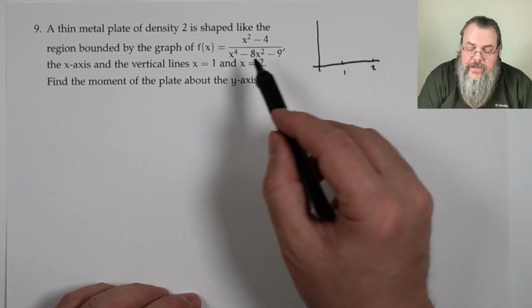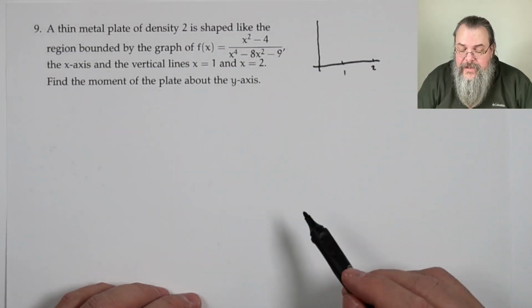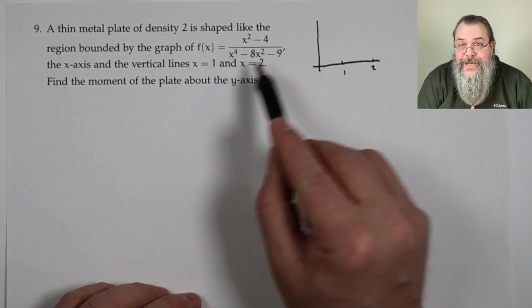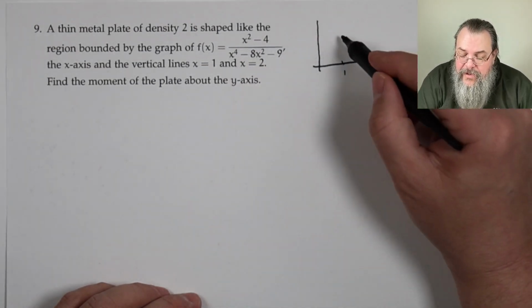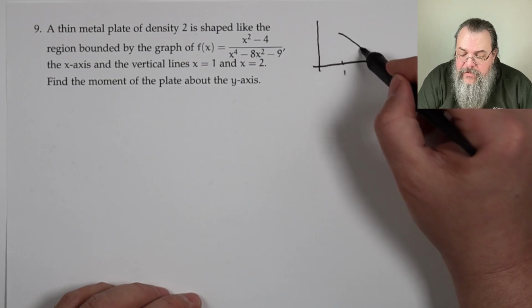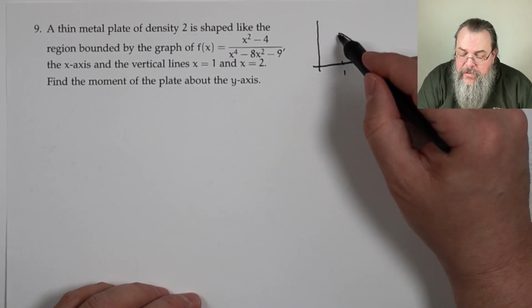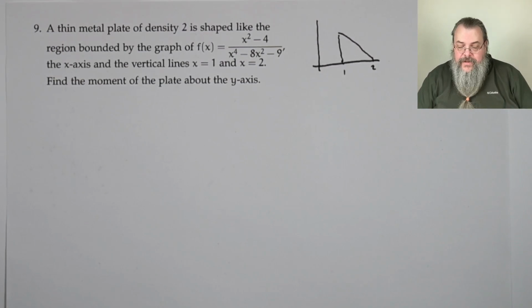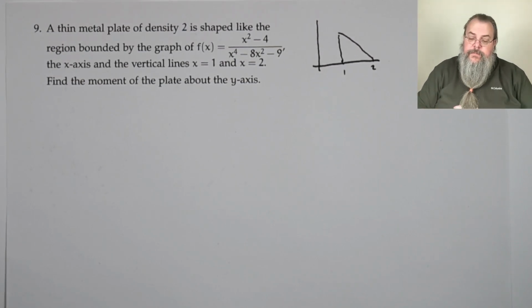It's not too hard to see if you plug in 2, you get 0. And if you plug in 1, it looks negative upstairs. It's also negative downstairs, so it's actually positive. So it's coming down, something like this. Okay, so we have, this is our thin metal plate. Okay, so we have this shape.